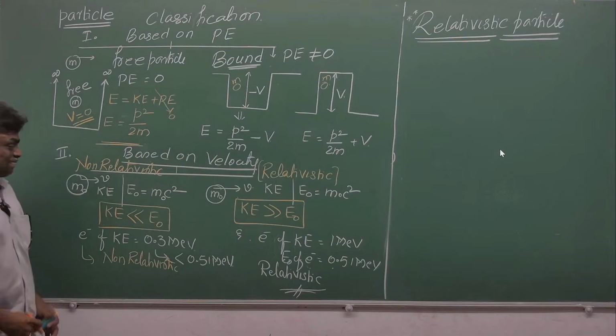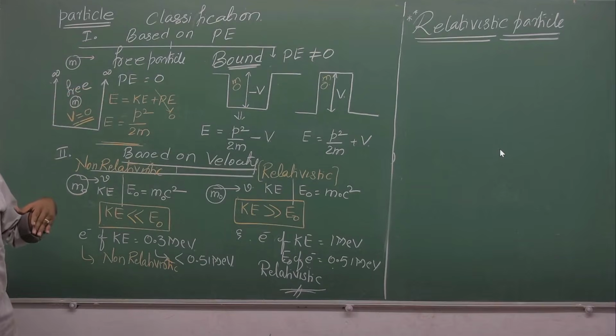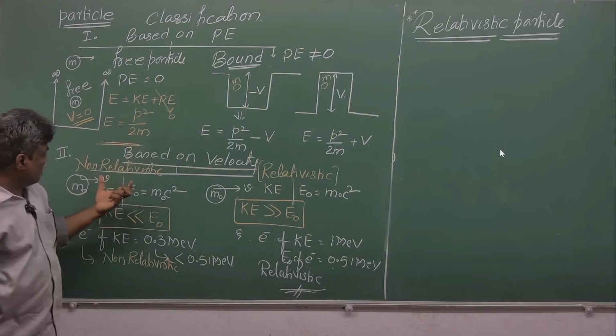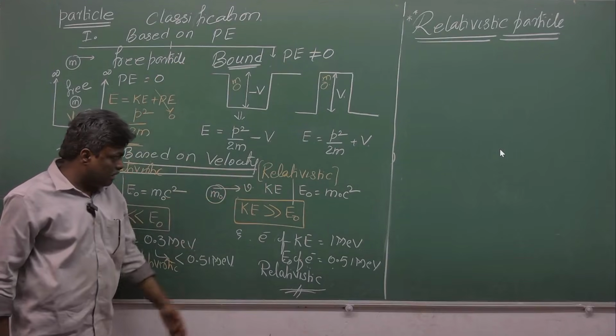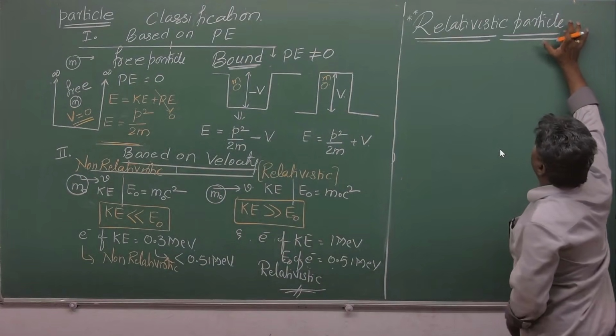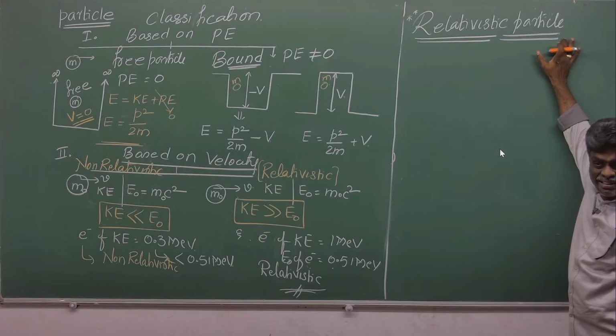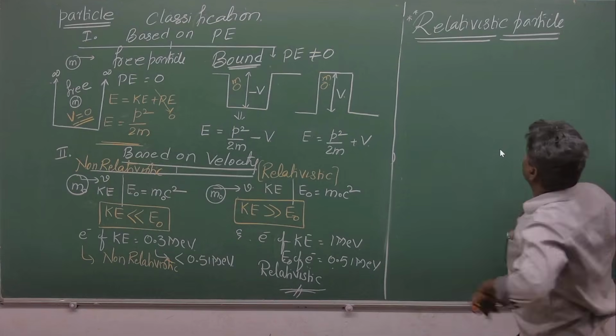Right. Ready? So this is the classification of the particle: free particle and bound particle, non-relativistic and relativistic. Now here we want to discuss more about this relativistic particle because we have to discuss the de Broglie wavelength. That's why first let me discuss this.